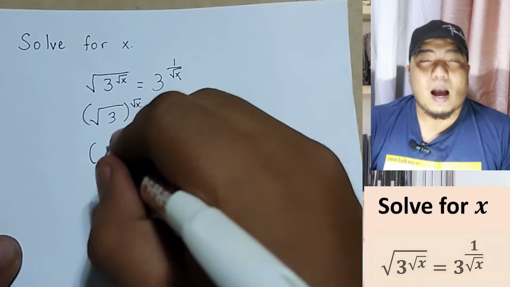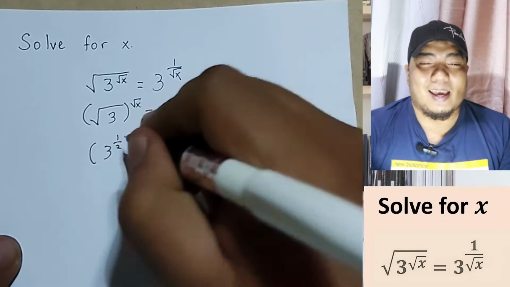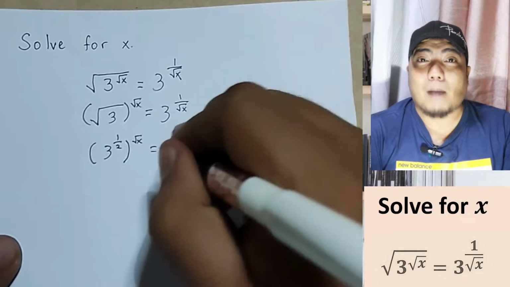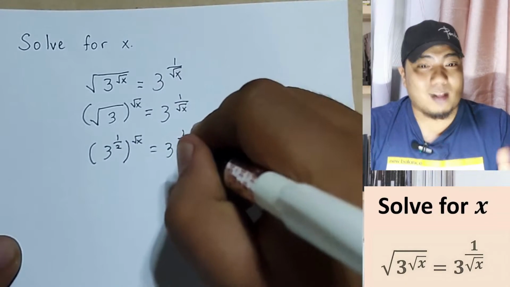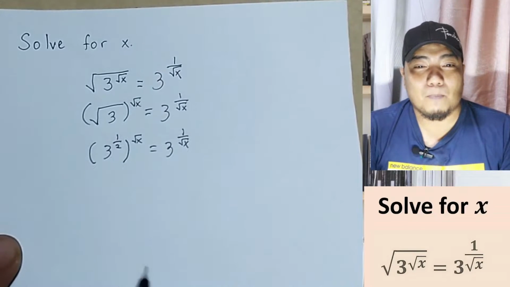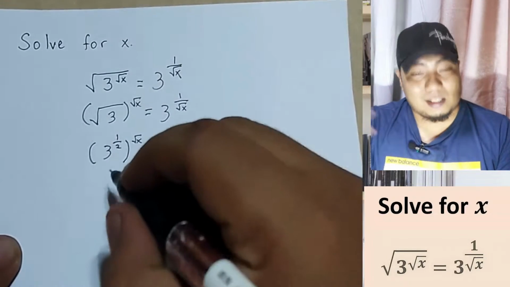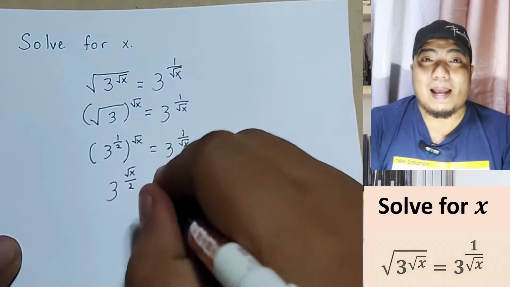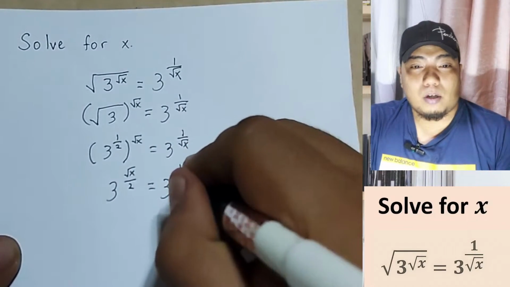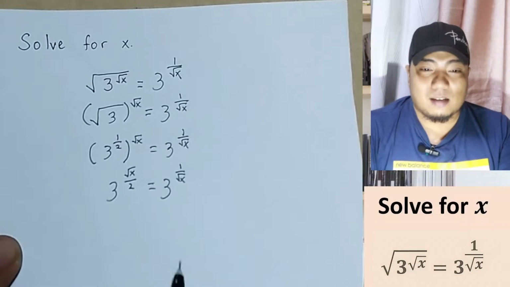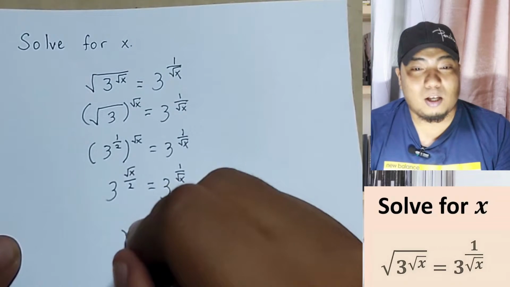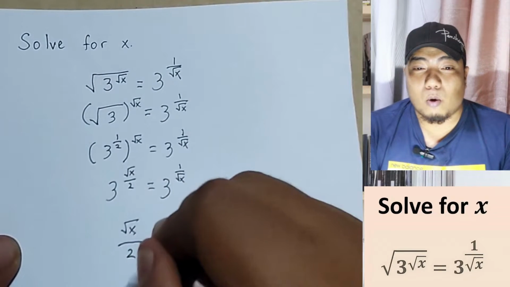And then our square root of 3 can be converted into an exponential expression, and this will become 3 to the power of 1/2, the quantity, and then to the power of square root of x is equal to the same. You just copy or you just bring it down. And then we can multiply now 1/2 to our square root of x, giving us 3 to the power of square root of x over 2 is equal to 3 to the power of 1 over square root of x.